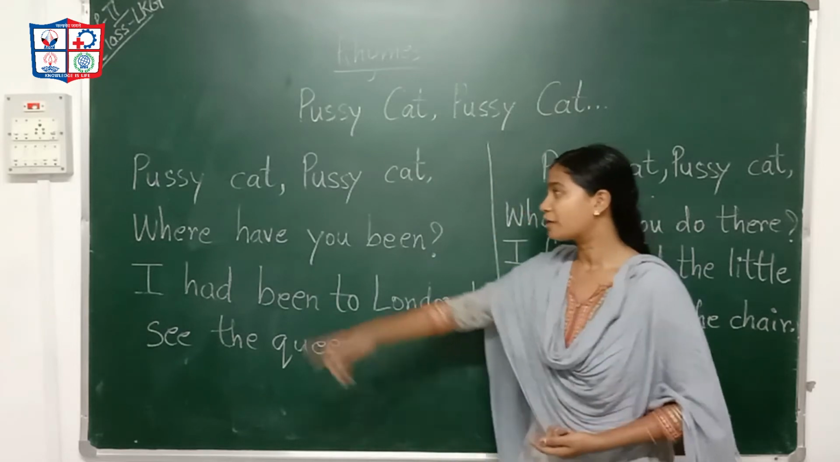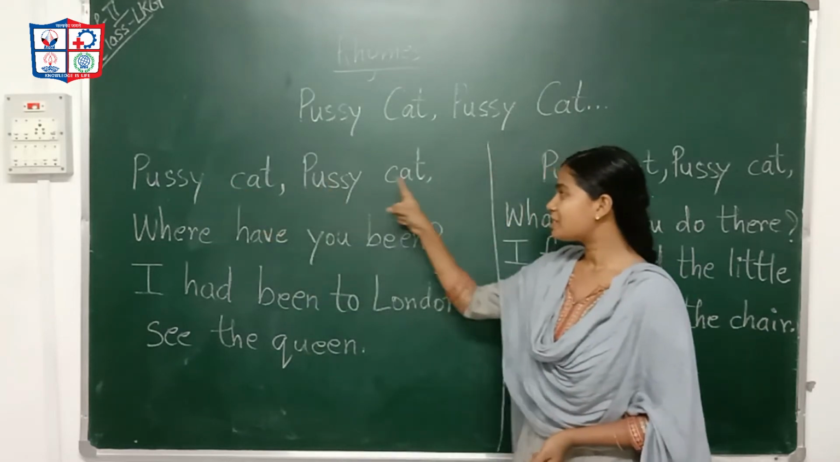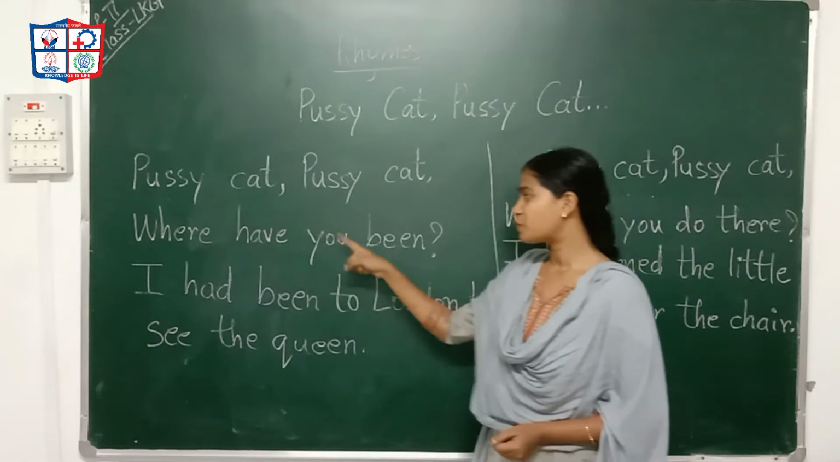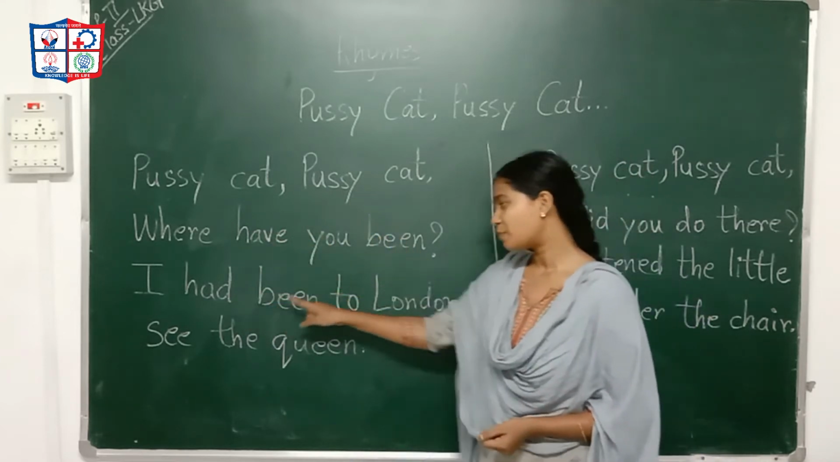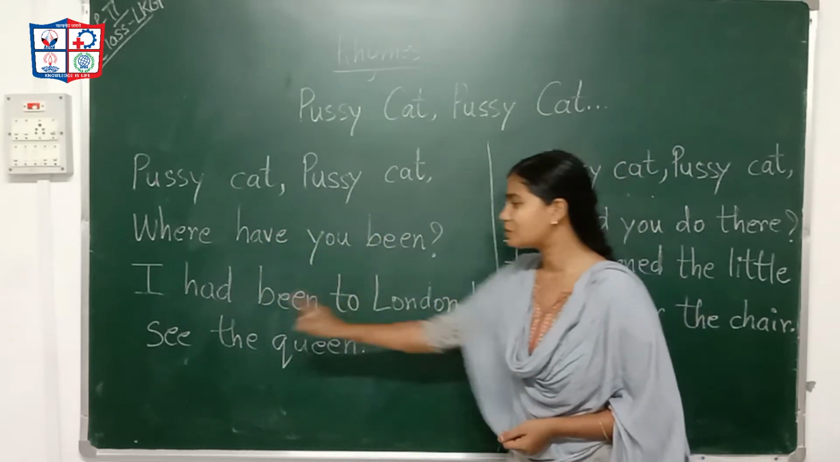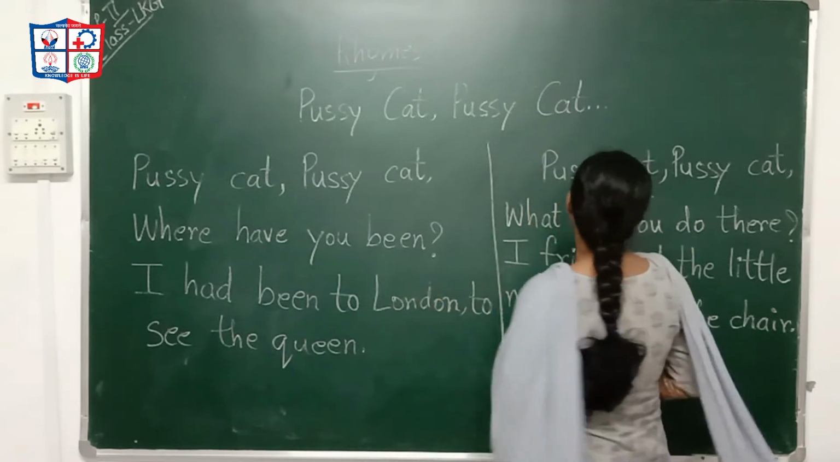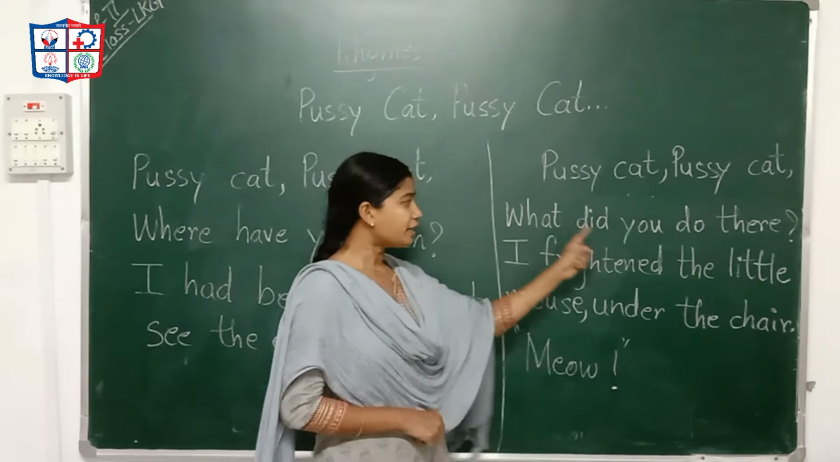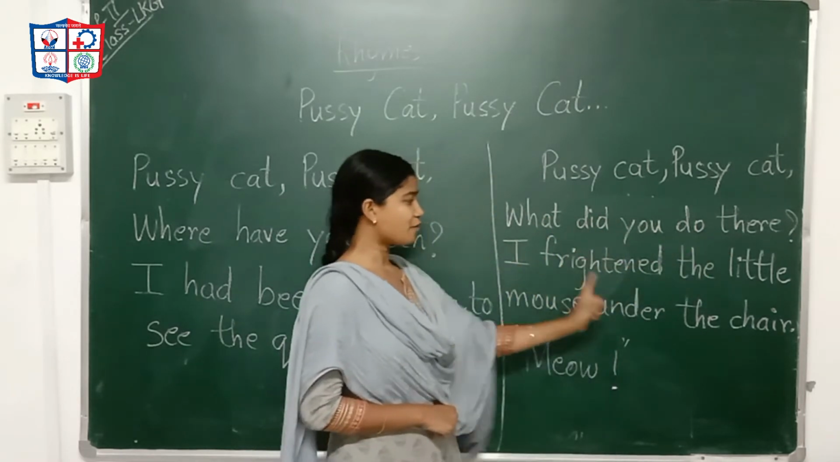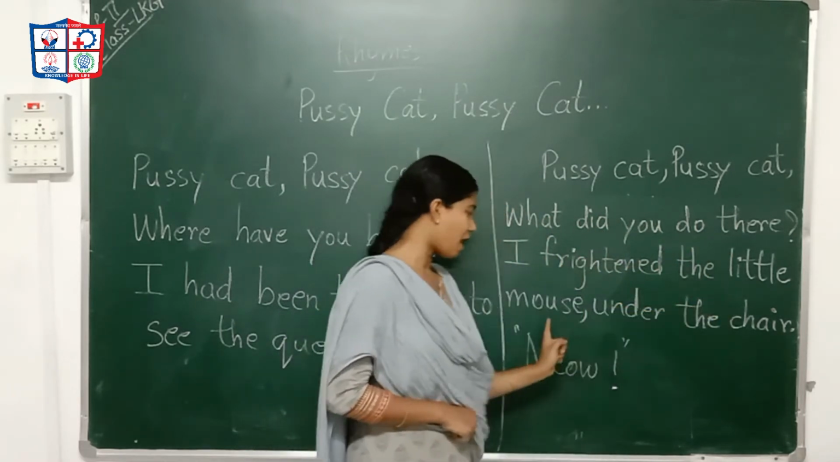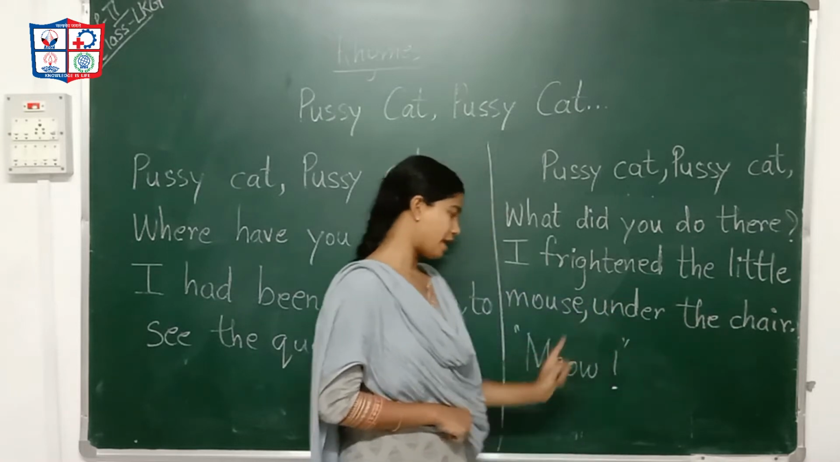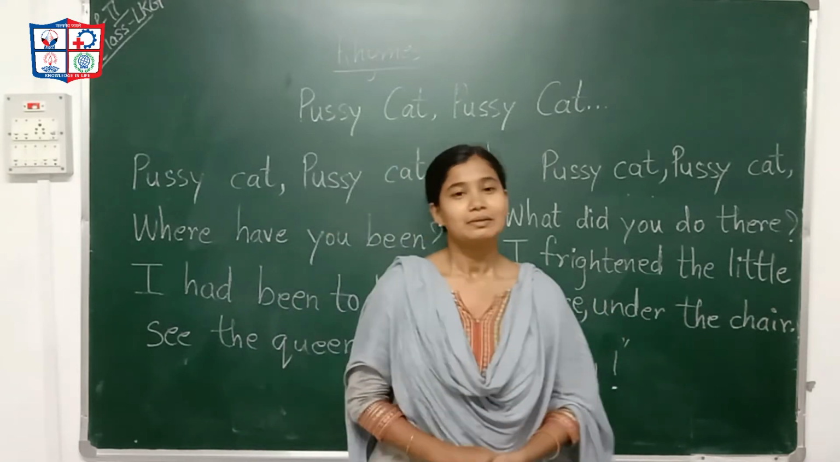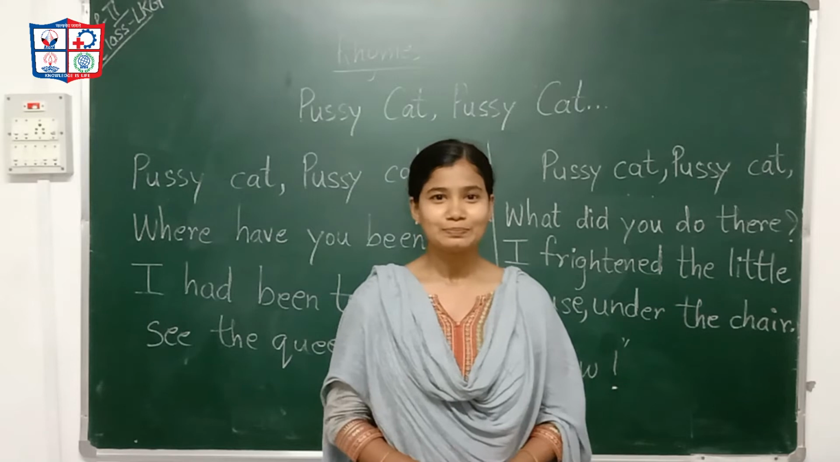Okay, start. Pussy cat, where have you been? I had been to London to see the queen. Pussy cat, what did you do there? I frightened the little mouse under the chair. Meow. Okay? Now let's see the action.